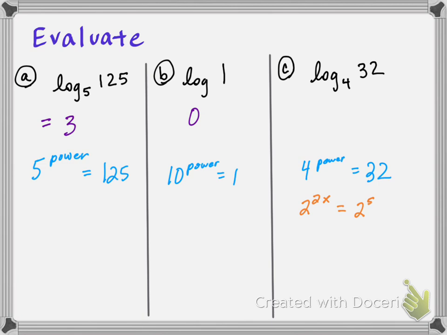Okay, so this is looking good. I'm getting the same base. My bases are the same, so I'm allowed to say exponents are equal, so 2x equals 5. X must be 5 halves.